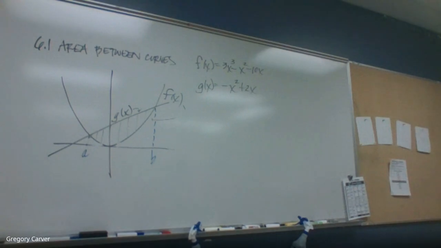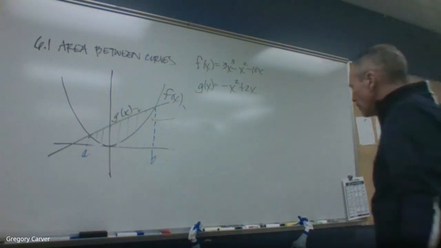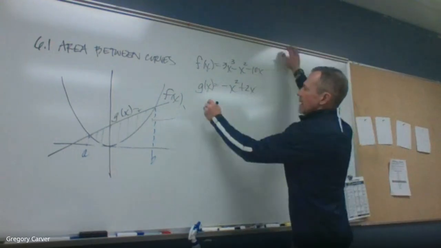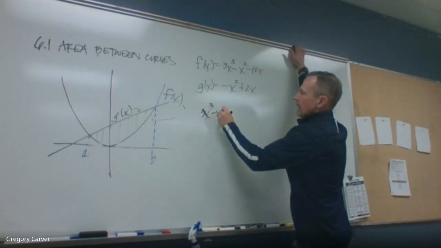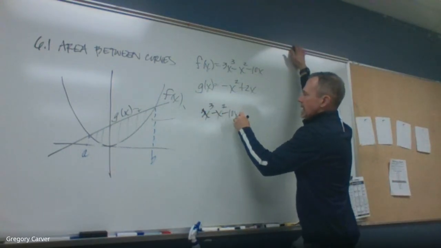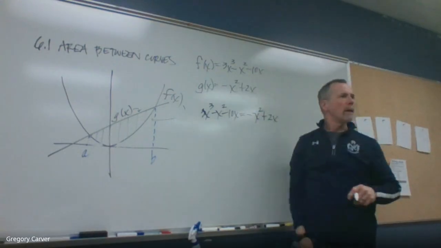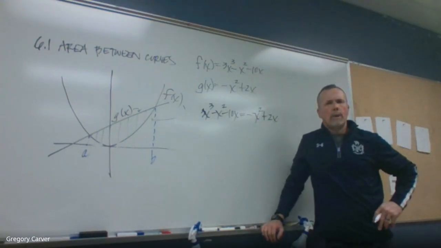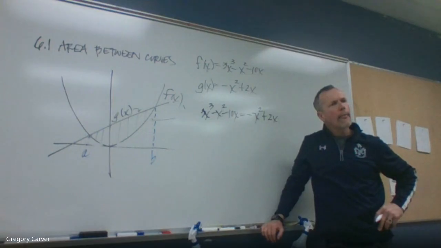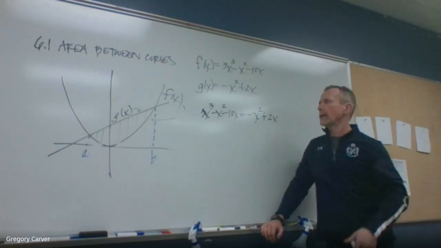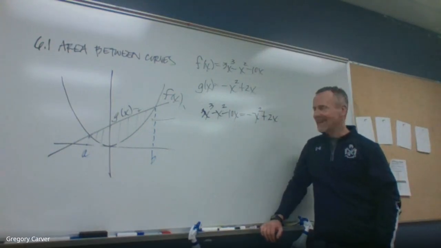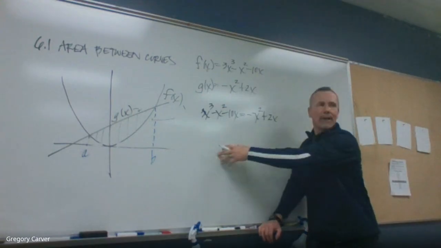All right. So what's the first thing we're looking for? Perfect. I'm going to set one equal to another, right? So I get this: 3x cubed minus x squared minus 10x is equal to negative x squared plus 2x. What do we do now? Rearrange. I like it. Let's move all this over here.